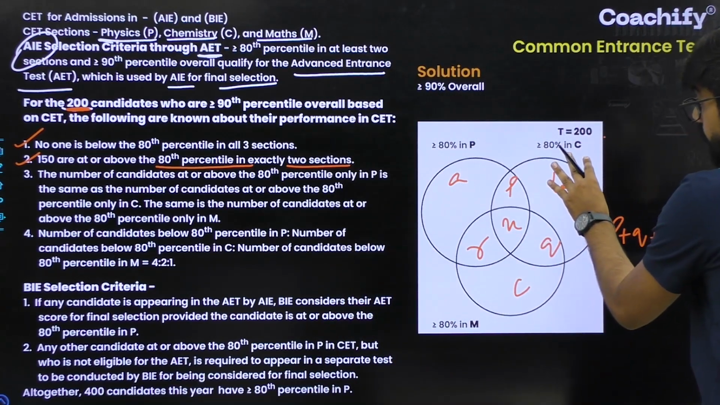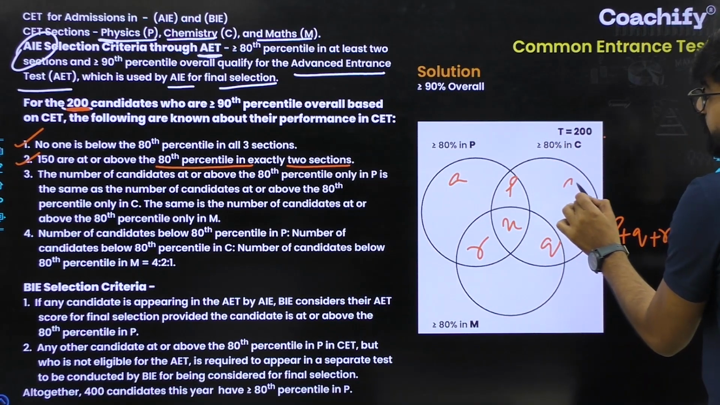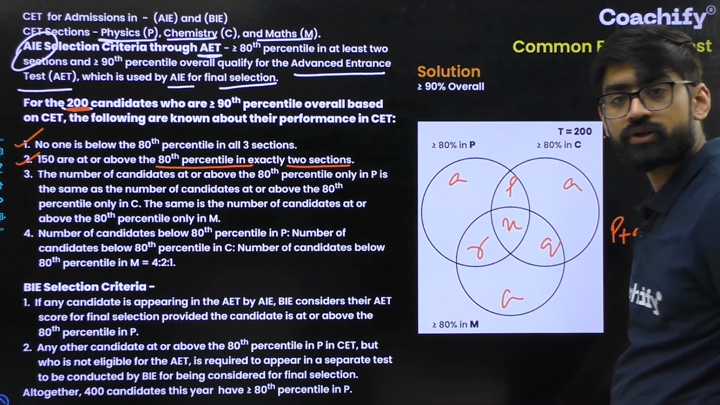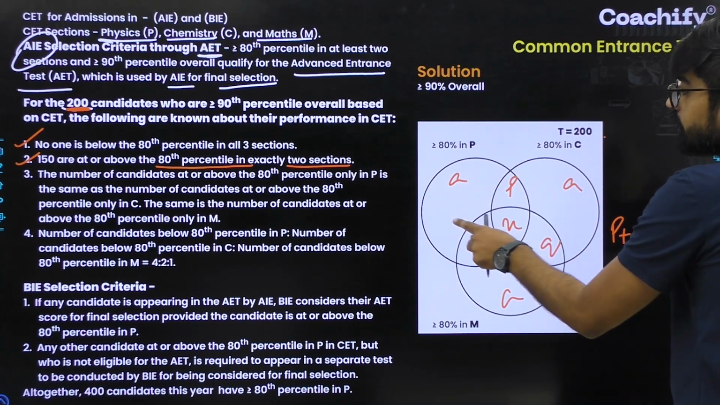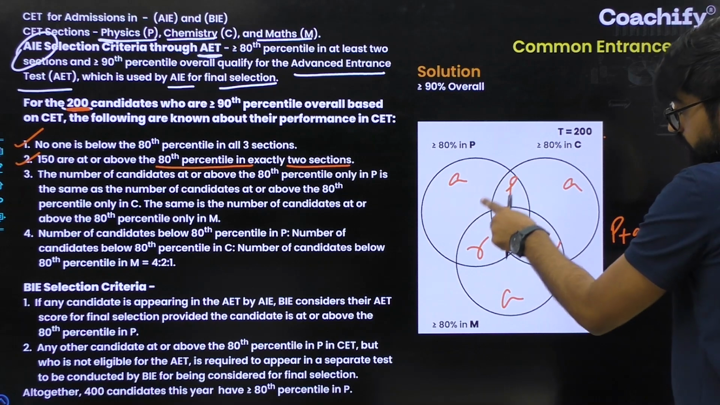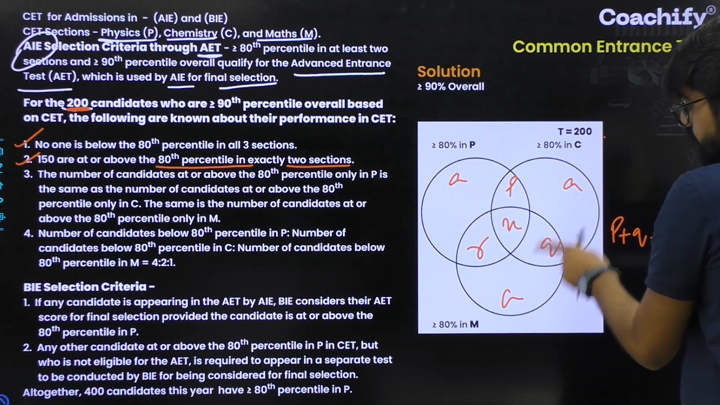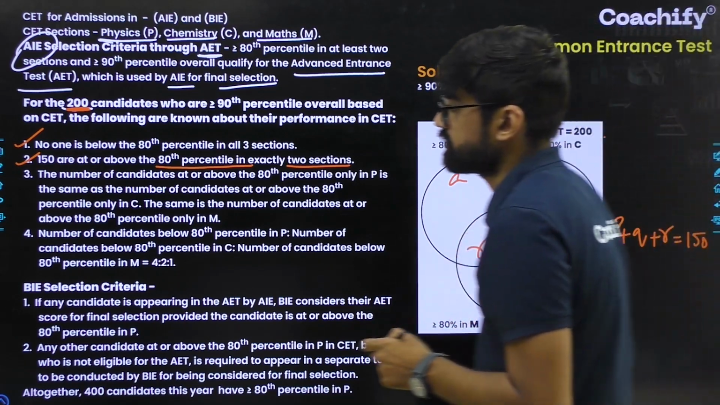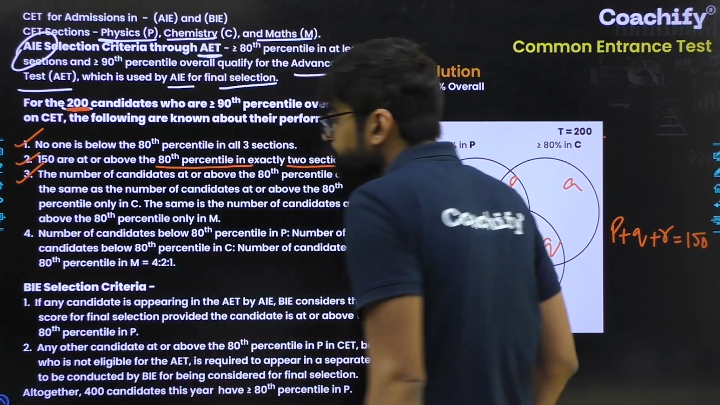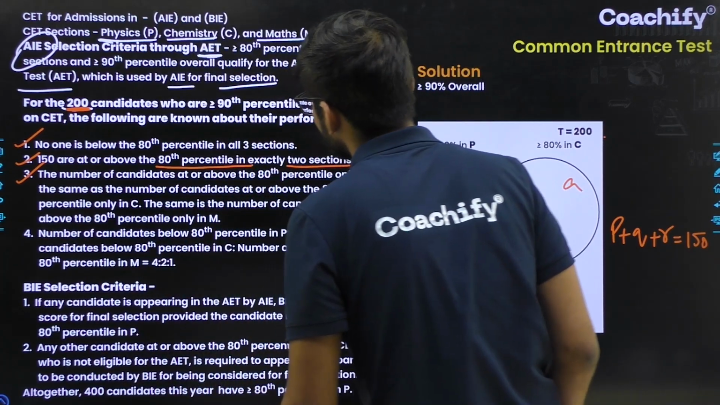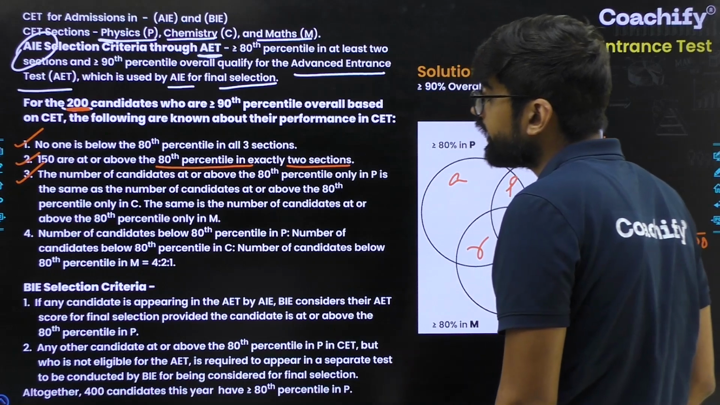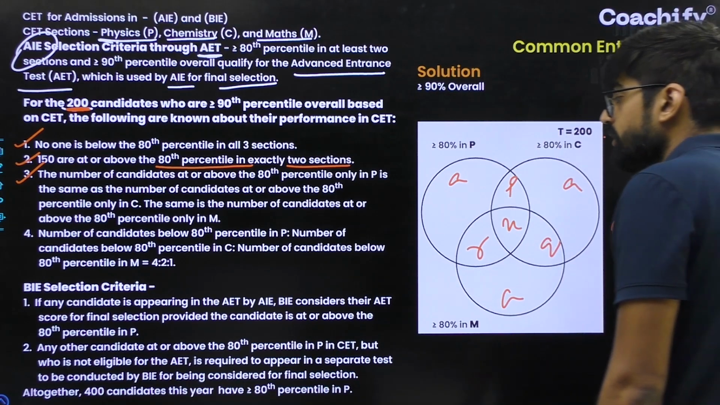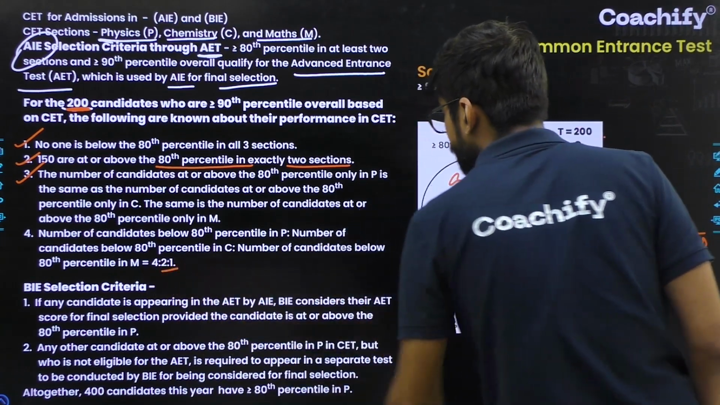That means A, B and C are equal. So if this is A, this is also A and this is also A, right? Only 80 percentile or above in only P is equal to this one, C and M, right? This is what this statement means. Number of candidates below 80 percentile in P, ratio. Number of candidates below 80 percentile in C, ratio. Number of candidates below 80 percentile in M is this one.